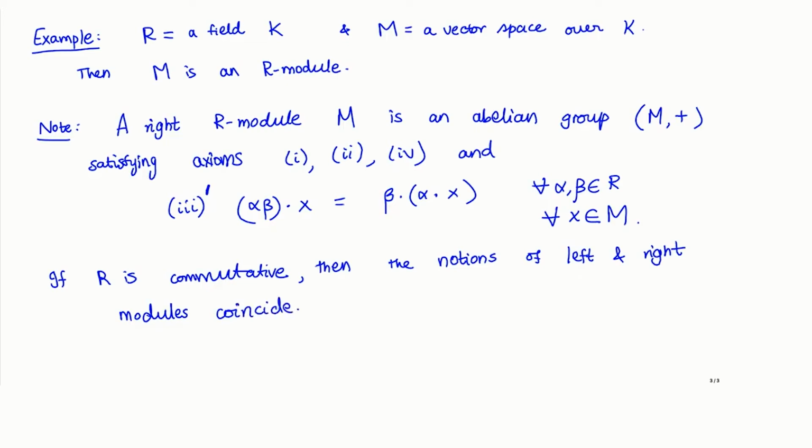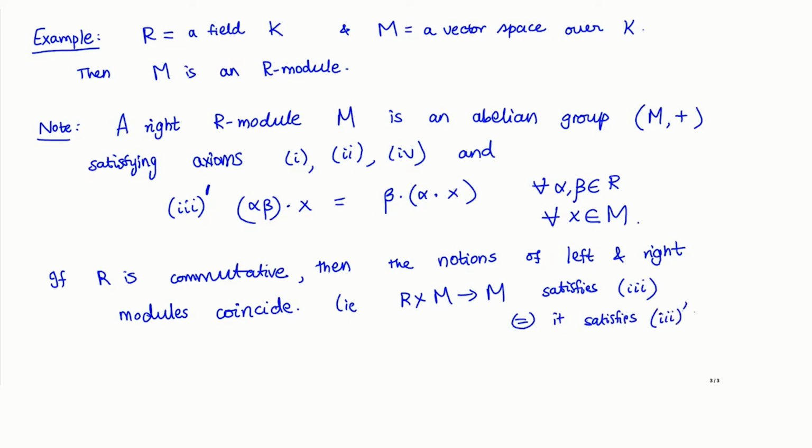Okay, in other words, a left module over R would automatically be a right module, and a right module would automatically be a left module. That map R cross M to M actually satisfies both 3 and 3 dash if R is a commutative ring. That's what we mean. In other words, the map from R cross M to M satisfies the axiom 3 if and only if it satisfies the axiom 3 dash.